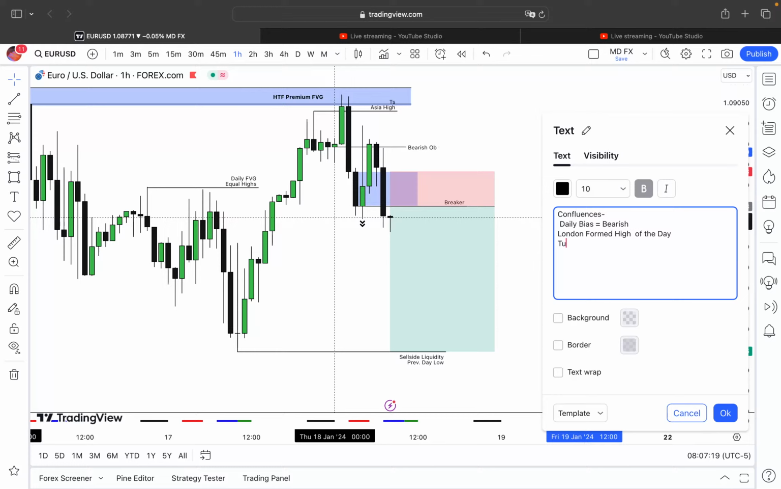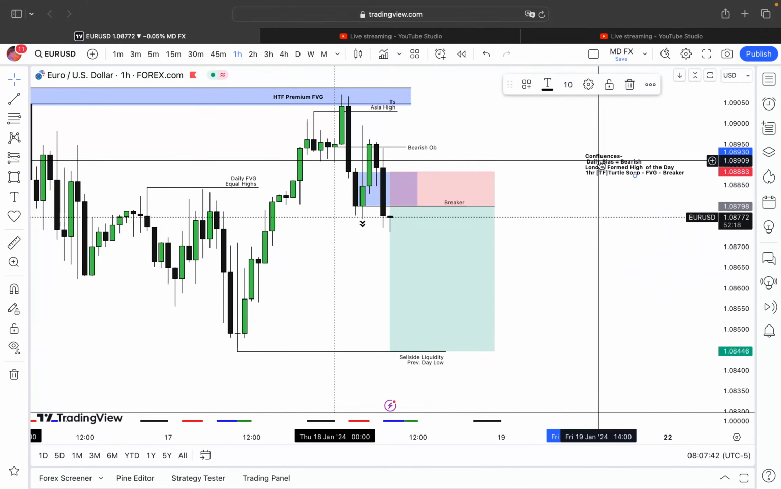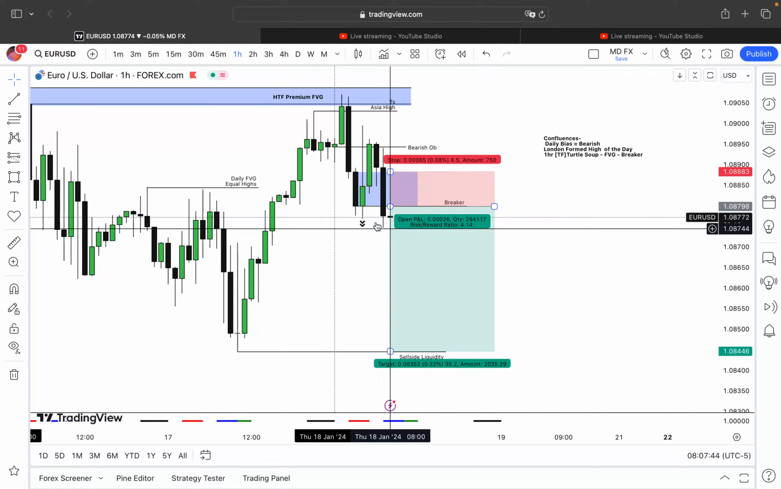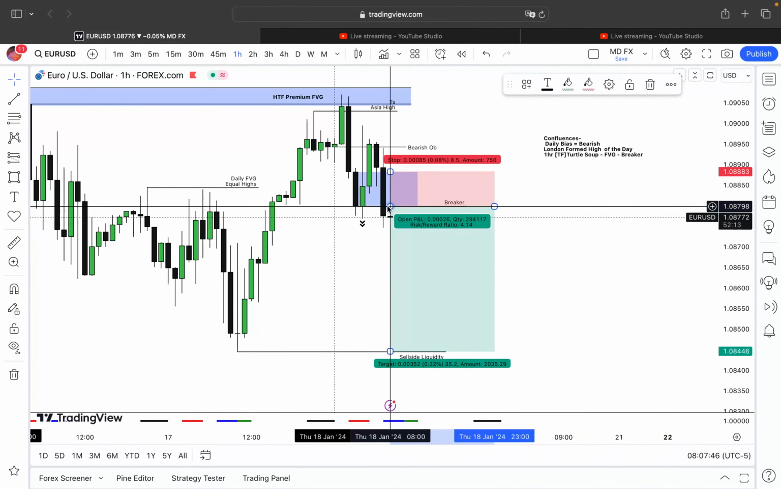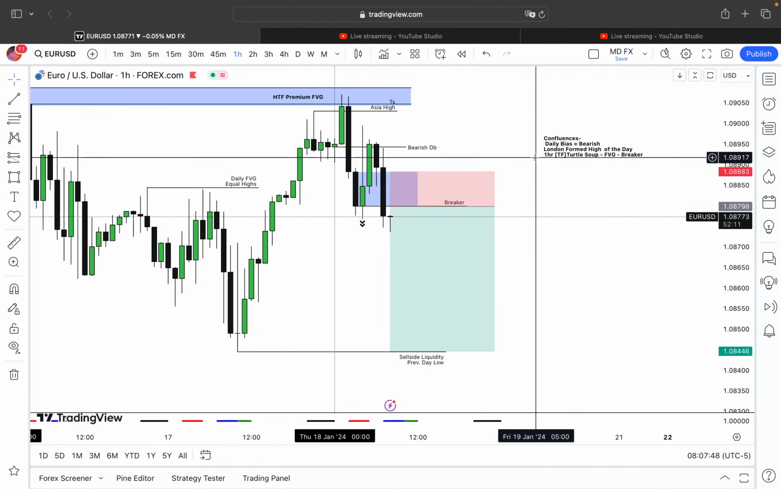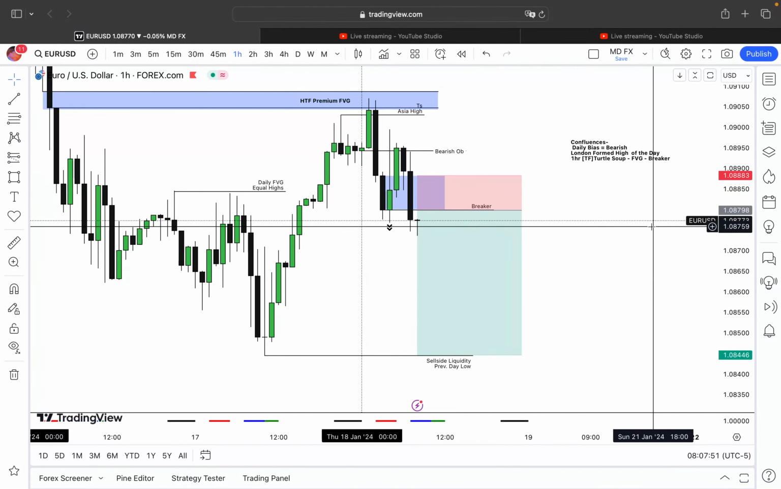Sorry, we have turtle soup, then we have a fair value gap, then we have a breaker on the 1 hour time frame. It is important to maintain one time frame when trying to use these concepts. When using the turtle soup, fair value gap and breaker, I prefer maintaining one.